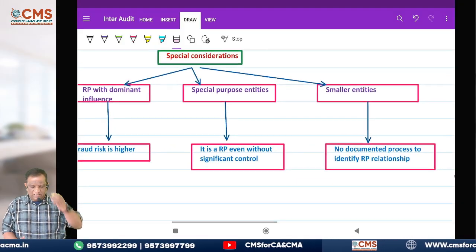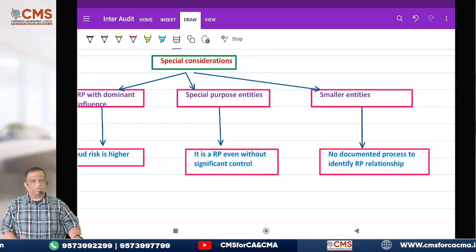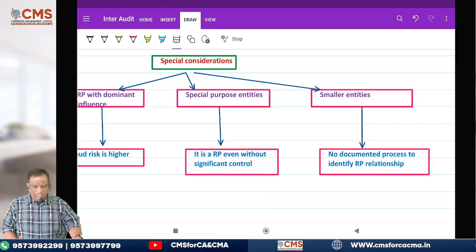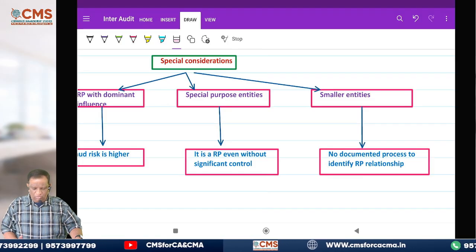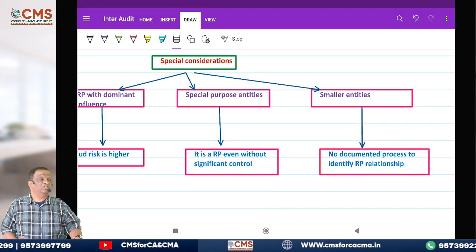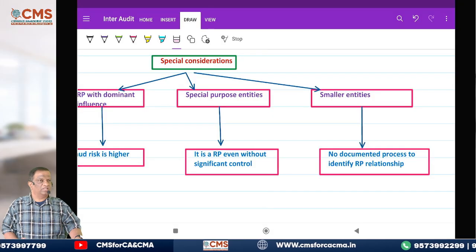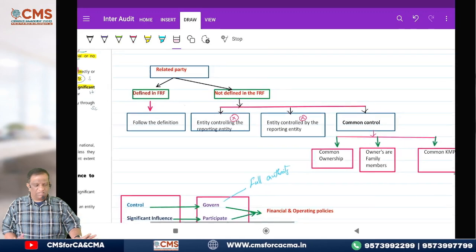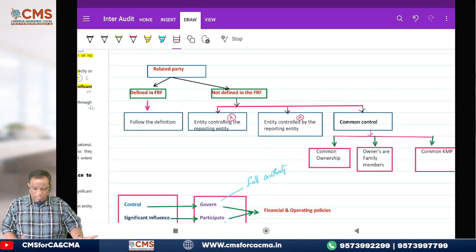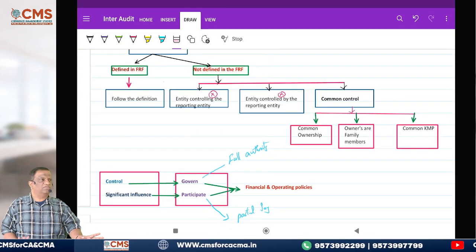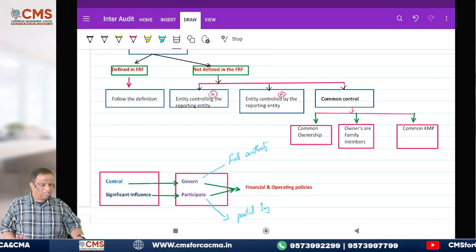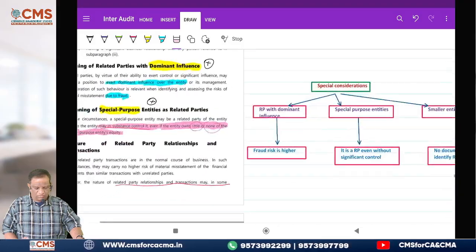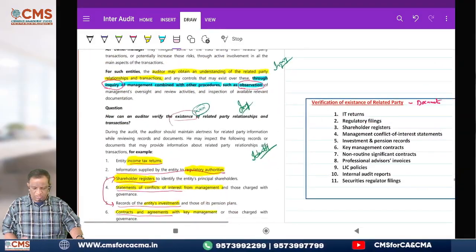Then the standard says, how do I analyze all this for smaller entities? For smaller entities, it will become very difficult because no documented process will be there to identify the related parties. So that is the challenge with the smaller entities. So summing it up, what is more important in this is the definition of related party. But what needs to be disclosed, from the accounting standard, is the list of parties, nature of relation, and the account balances. All that you can talk about from your accounting background.